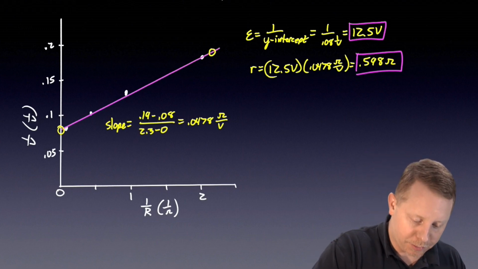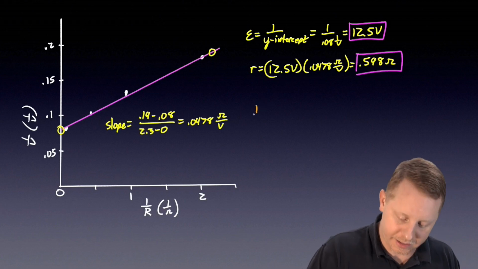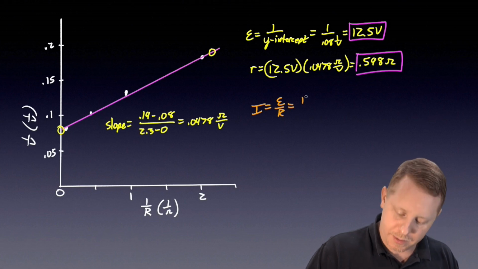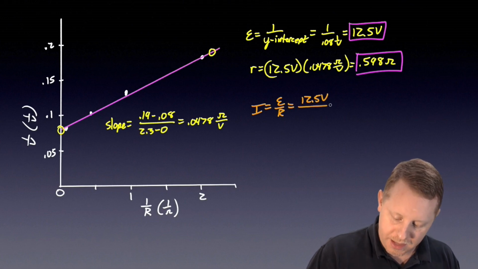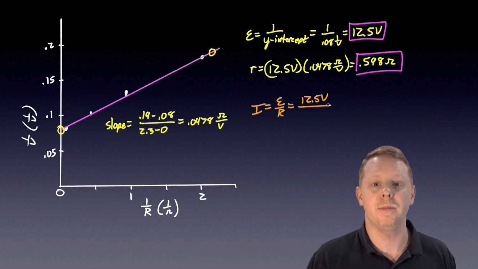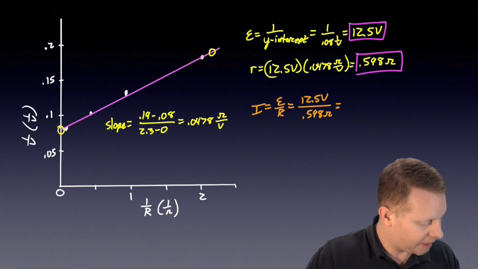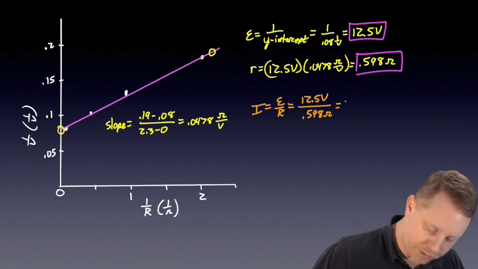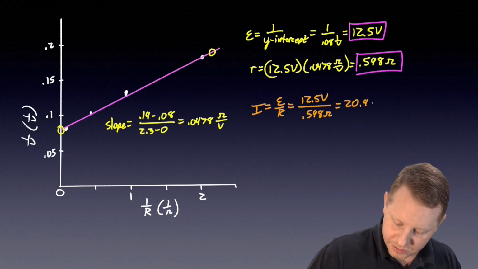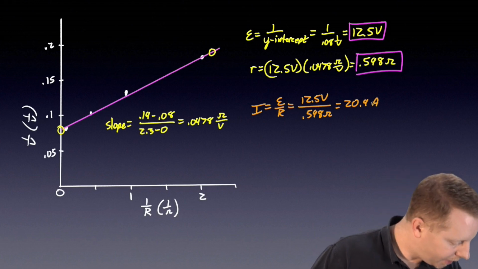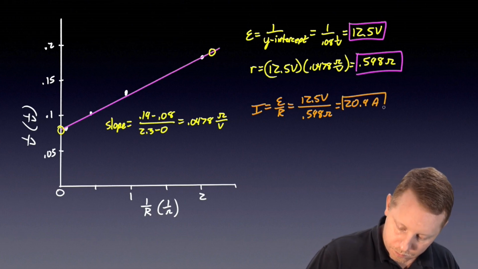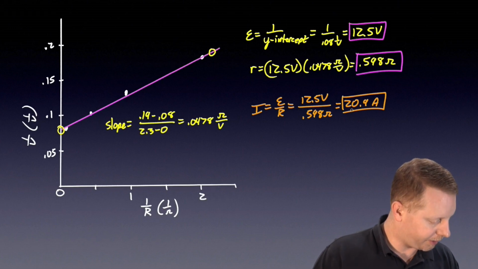Well, to find the maximum current, I'm going to go back to Ohm's law again. Maximum current is just E over R, where our EMF is 12.5 volts. And the maximum current occurs when you have the minimum resistance. That's going to occur when the only resistance in the circuit is that internal resistance of the battery, or 0.598 ohms, to give me about 20.9 amps, if I'm reading that correctly.